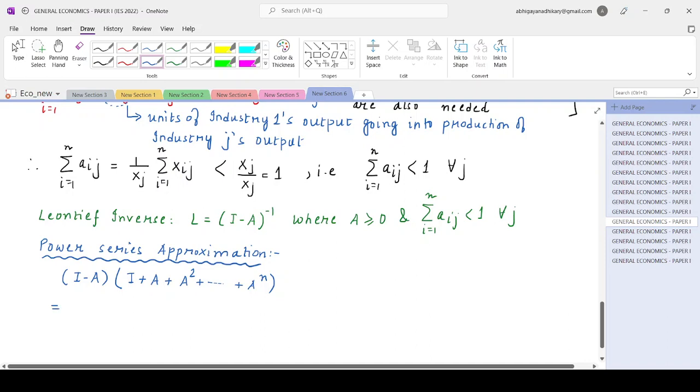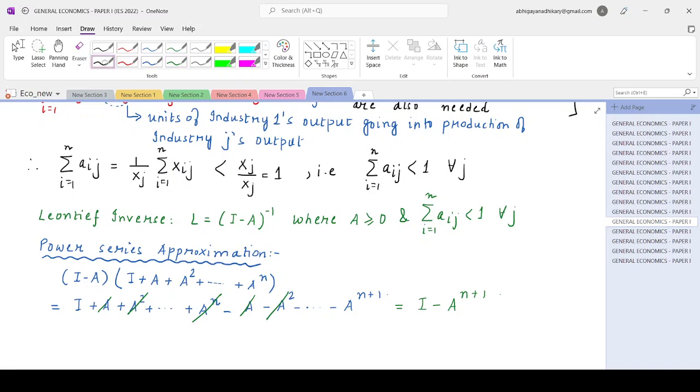If you simplify, first I multiply with I, so I times I is I, plus A plus A square plus dot dot A to the power n, right? So this remains the same, minus A, minus A square, minus dot dot A to the power n plus 1, right? Can you observe that this A will cancel out with this, A square will cancel out with this. So if the last term is A to the power n plus 1, this A to the power n will also cancel out, and what you get is I minus A to the power n plus 1, correct?